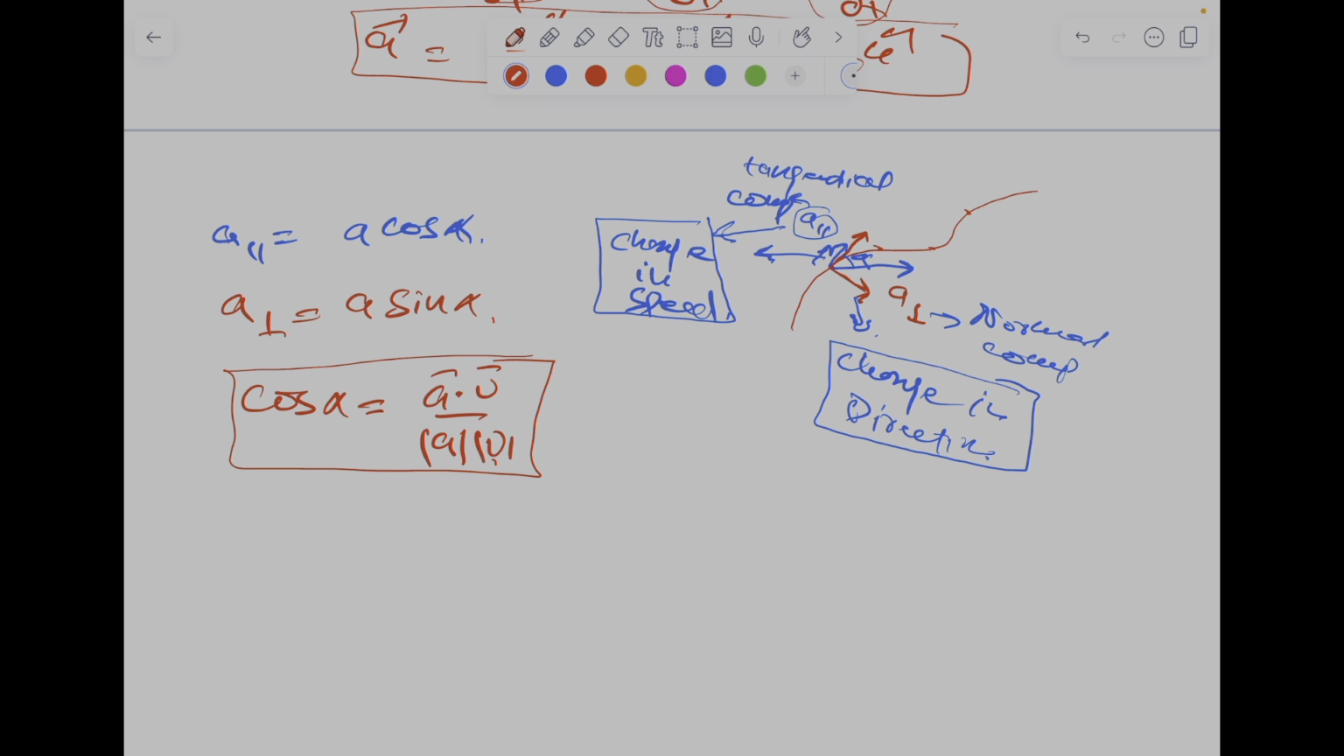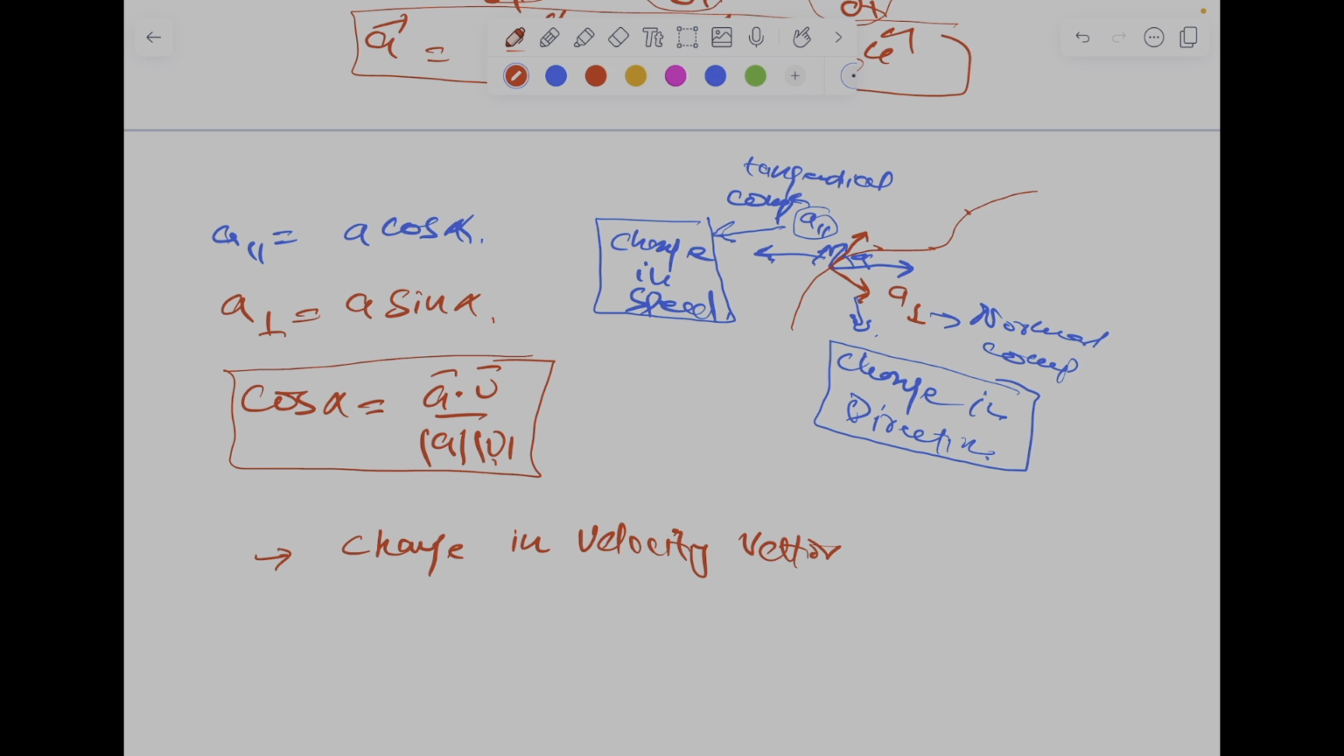So the direction of the acceleration vector will depend upon the change in the velocity vector. The parallel component is tangent to the path, and it just gives you the information about the speed, and the perpendicular component will give you the change in the direction.